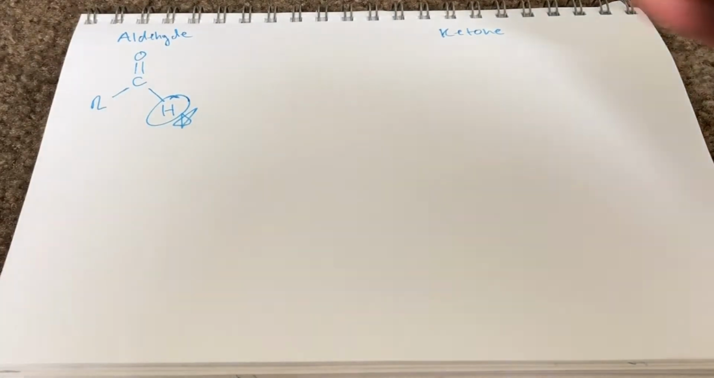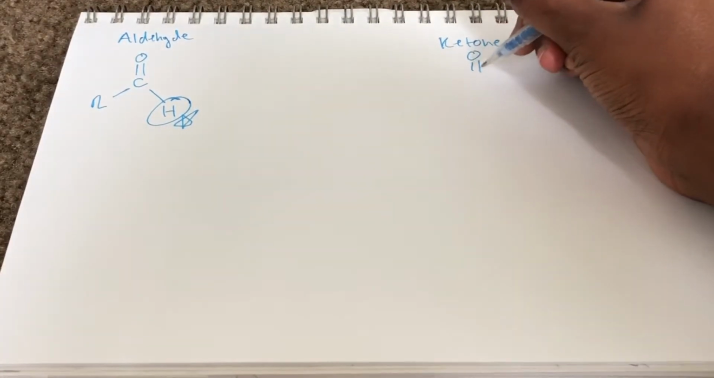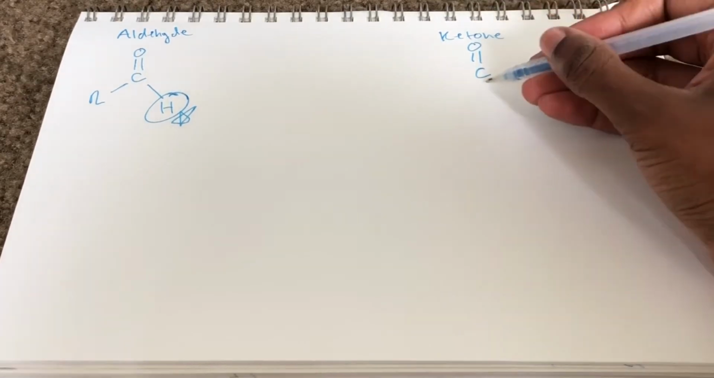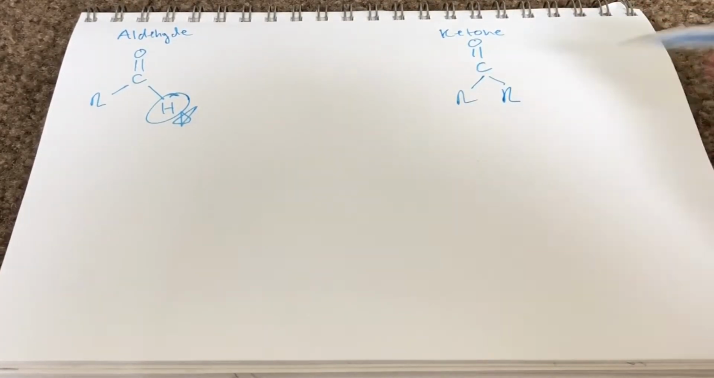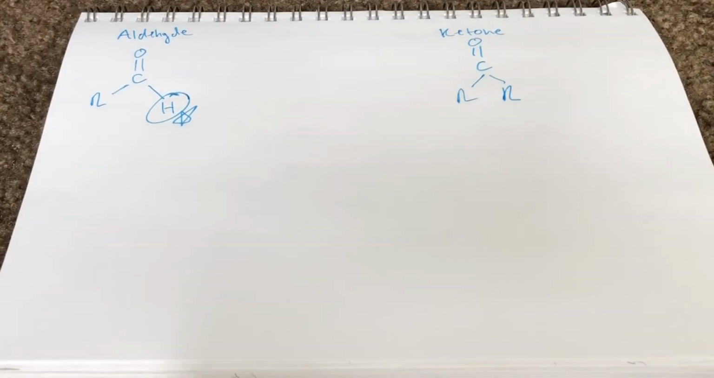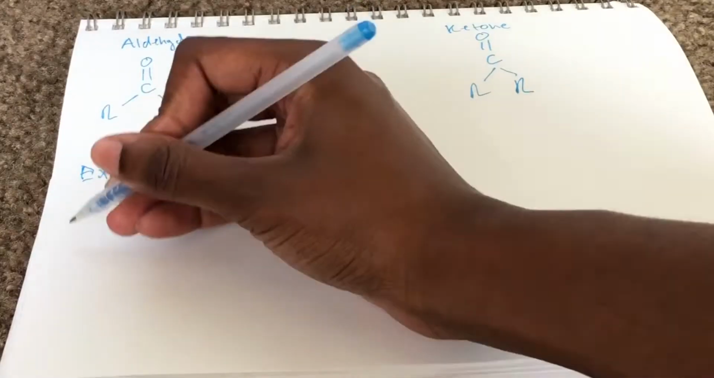With a ketone, you have the carbonyl group, which again is the oxygen double bonded to a carbon, and then you have two R groups. So therefore you don't have a hydrogen. Simple as that. That is the difference between a ketone and an aldehyde. So let's do some examples.